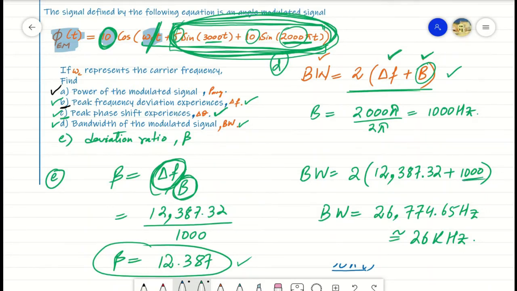So by computing the bandwidth of information signal and by using the peak frequency deviation, we can calculate the bandwidth of modulated signal. Similarly, the deviation ratio, that was equal to the ratio between peak frequency shift and the bandwidth of information signal, can also be obtained in this example.